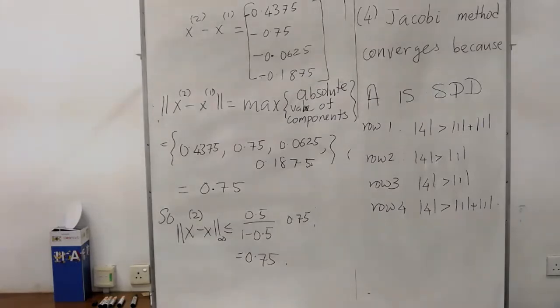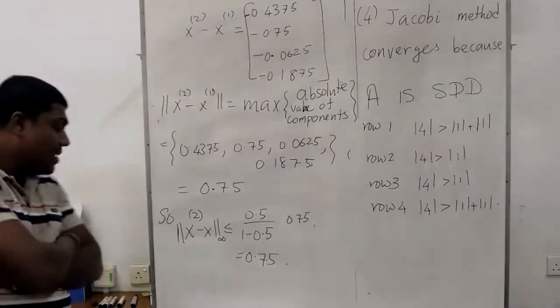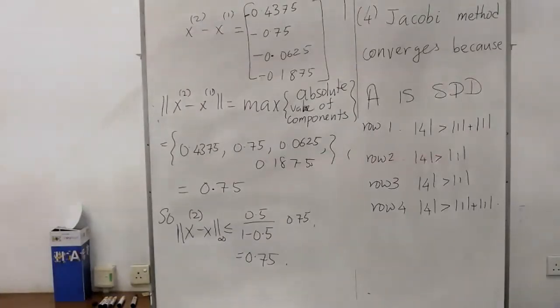When we talk about the convergence of the Jacobi method in theory, we do a theorem which says if the coefficient matrix A is strictly diagonally dominant, then the Jacobi method converges. So here clearly A is strictly diagonally dominant, therefore you can say that the Jacobi method converges. So this is one way of answering the question: you observe that A is strictly diagonally dominant and show that because of that the Jacobi iteration converges.